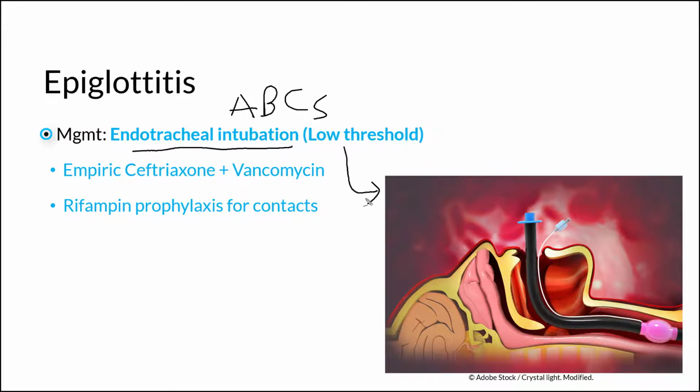Additionally, all patients with epiglottitis, because we are likely dealing with a case of H. influenzae, should receive empiric ceftriaxone as well as vancomycin. And very high yield to keep in mind that we should also ultimately give prophylactic rifampin to any contacts of patients who have epiglottitis. And this use of rifampin in contacts is particularly high yield for examinations.